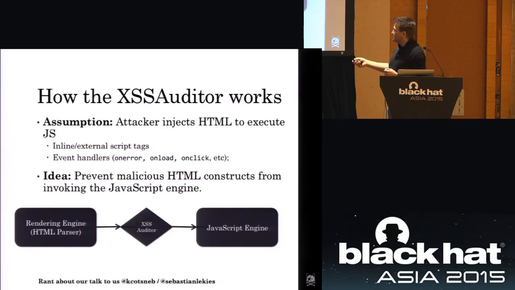The auditor is placed in between the rendering engine and the JavaScript engine over here. Whenever it finds a construct that is capable of triggering the JavaScript engine, it tries to filter it and match the construct against the URL or the request, and if it finds it, it blocks it. So let's now have a look at the constructs that are able to actually trigger JavaScript execution.